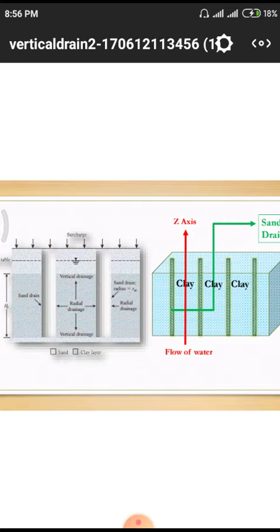Here we have two symbols. One is the green symbol. The green symbol represents the flow of water to the surface, from the drainage.